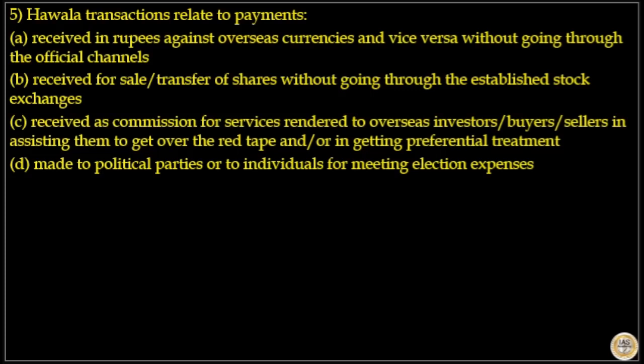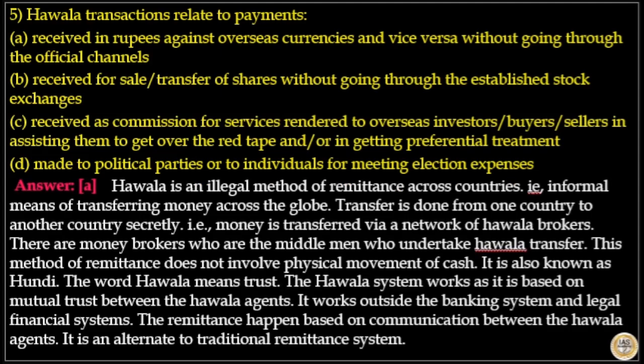Next is, Hawala transaction related to payments. Option A, received in rupees against overseas currencies and vice versa without going through the official channels. Option B, received for sale or transfer of shares without going through the established stock exchanges. Option C, received as a commission for services rendered to overseas investors. Option D, made to political parties or to individuals for meeting election expenses. Here the answer to this question is option A, that is received in rupees against overseas currencies and vice versa.